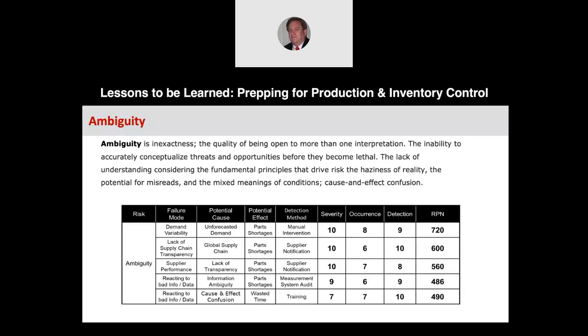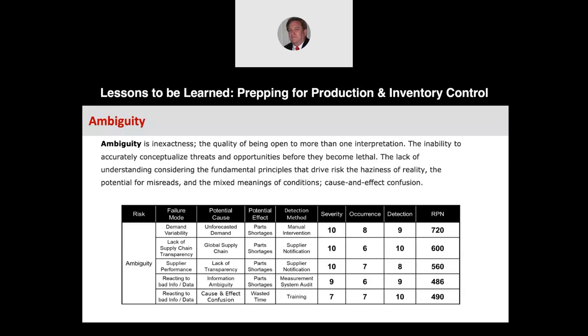So the failure mode, demand variability, unforecasted demand, part shortages, again has a high 720. So again, demand variability, something we should definitely be looking at. Supply chain transparency we talked about. Supplier performance we talked about.